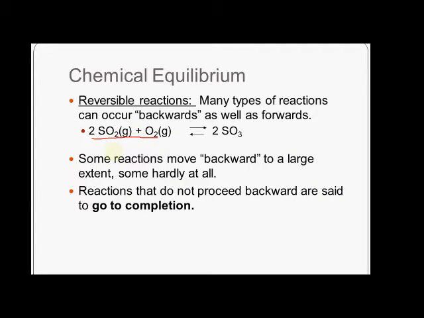Reactions that do not go backwards are said to go to completion. So if I had a reaction where pretty much 100% of my reactants turned to products and there was no backwards reaction, I'd say that's going to completion. Now, so far in this course, we've either looked at reactions that go to completion or we've completely ignored the backward aspect of certain reactions. If you think about it for a second, we've totally ignored the idea of going backwards.